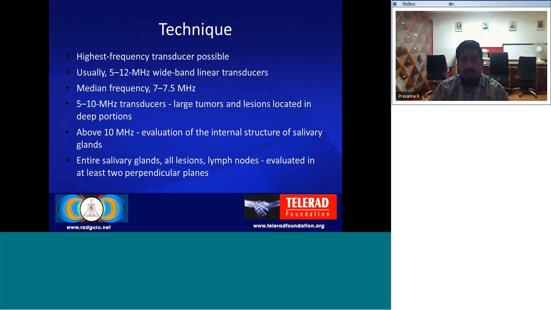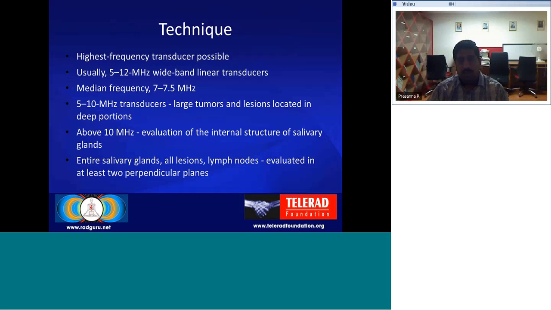So for any ultrasound, technique is very important. So just a brief note on the technique. Like any other superficial structures or small parts of the body, the ultrasound of the major salivary glands also has to be done with a high frequency transducer. Usually the frequency that we use is between 5 and 12 megahertz. Most commonly, the median frequency is used, that is 7 to 7.5 megahertz.